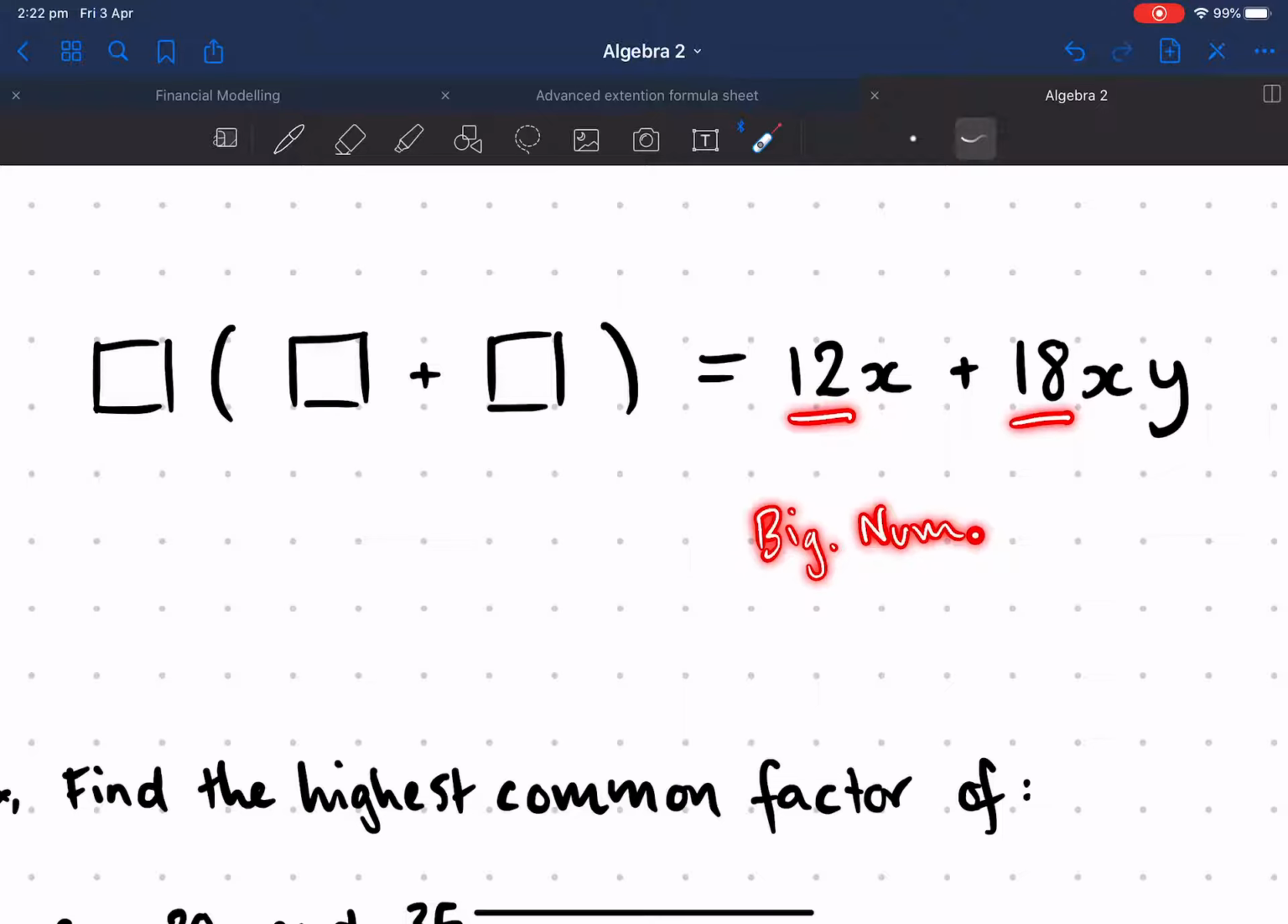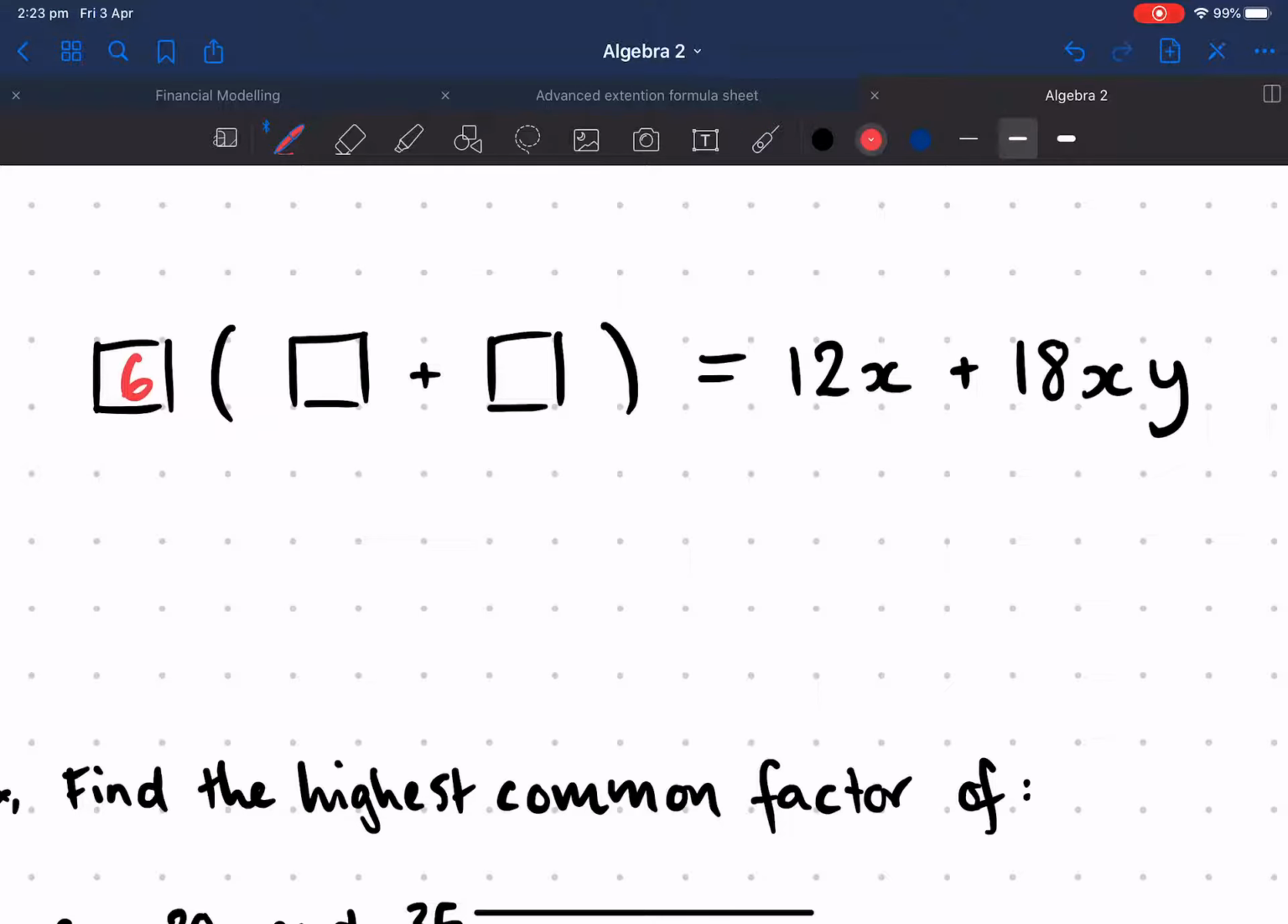Now you might be tempted to pull out 2, for example, because 2 goes into 12 and 18. The problem is it's not the biggest number. So if I was to do that, it'd be 2, 6, and 9. You can see that there's another number that still goes into both 6 and 9. And so it's not fully simplified. So we're looking for the biggest number that goes into both 12 and 18. That number would be 6.